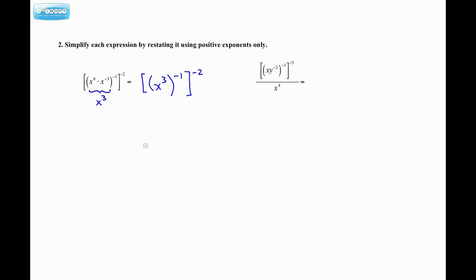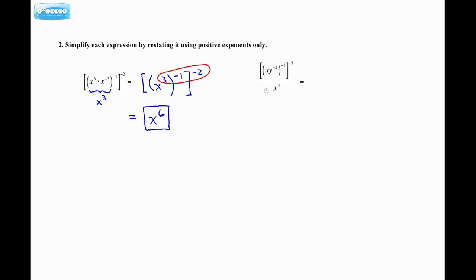Okay, so here I have a power being raised again. Let's just multiply them. 3 times negative 1, of course, is negative 3, times 2 is 6. I think that's about all we can do.